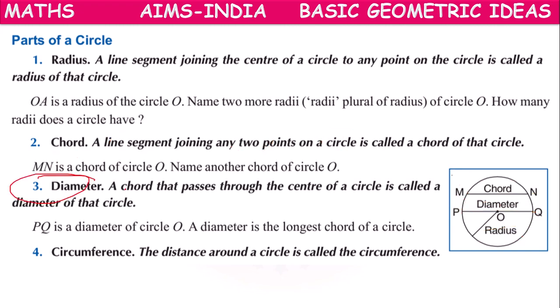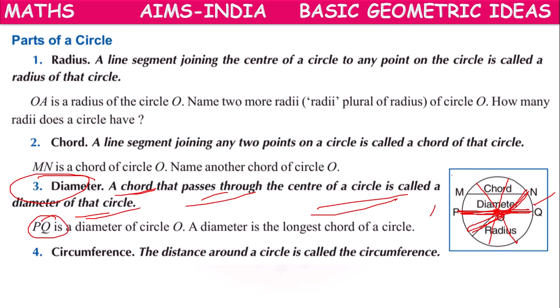Next, diameter. A chord that passes through the center is called a diameter of the circle. Now PQ is a chord. Why? It is joining one point P and another point Q on the circle. But this chord is passing through O. Like this, like this, it will pass through the center. If a chord passes through the center of the circle, then it is called a diameter.